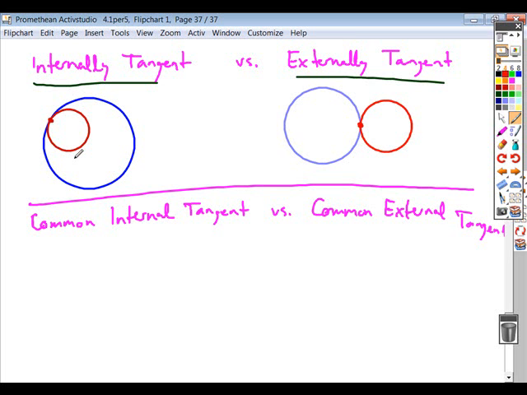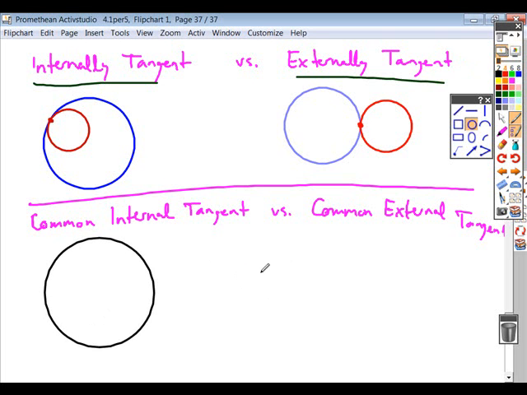Now there's another set of relationships that's confusingly similar to this. Common internal tangent and common external tangent. Again, the naming is almost the same. You want to be very careful with these. Okay, as far as what you need to do for this chapter right now, it's just to know what these mean. We're going to work with these more when we get to the chapter on triangles.